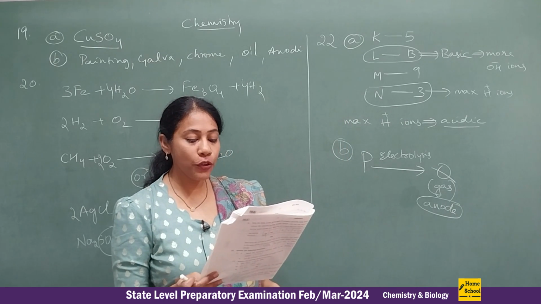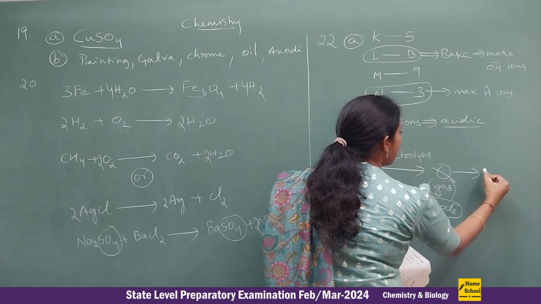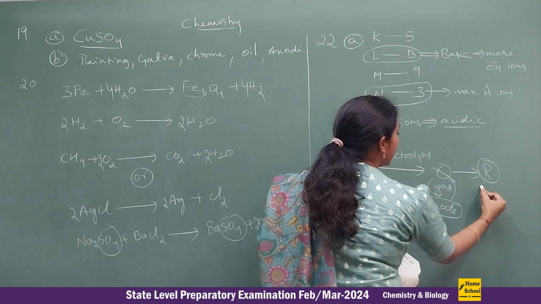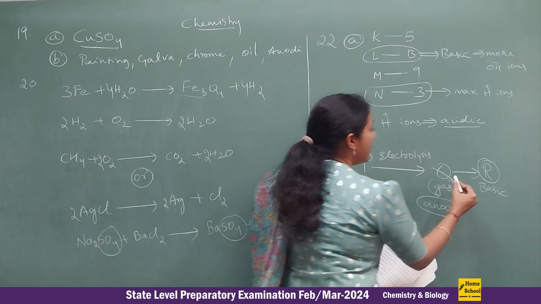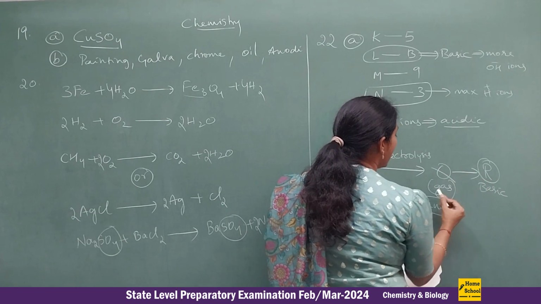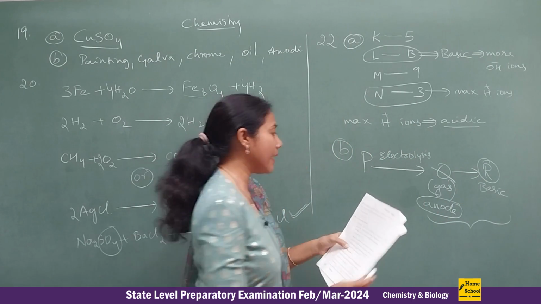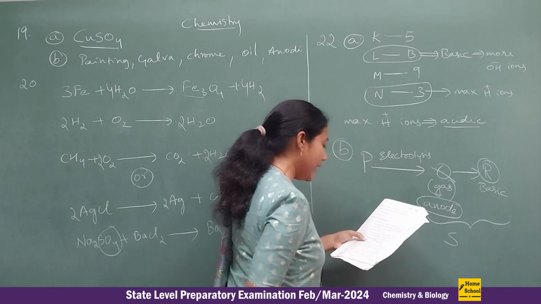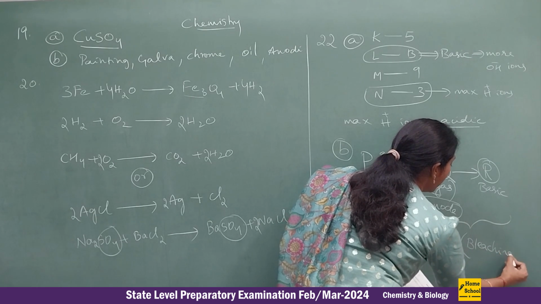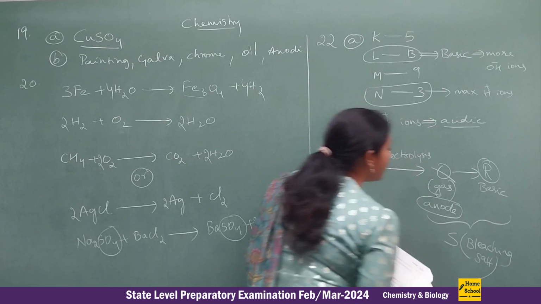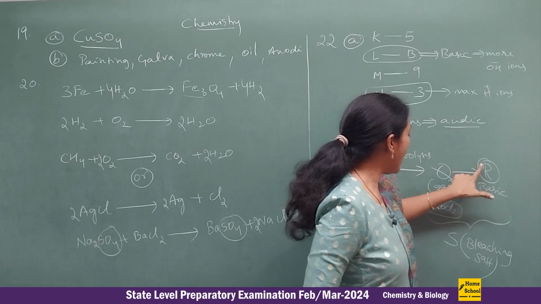And this Q is passed through a basic solution R. About R, what are they telling? They are telling that it is basic in nature. And you know, when Q is passed through the basic solution, I mean when these two react, you are getting S, and S is a bleaching salt. Okay, so this is the question. They are asking what are Q, R and S.